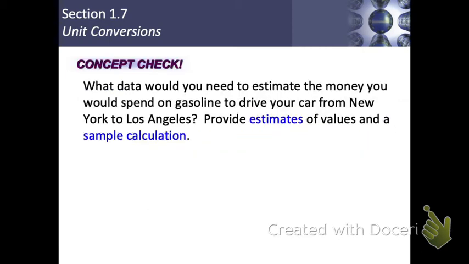It says, what data would you need to estimate the money you would need to spend on gas from your drive from New York to Los Angeles? Provide estimates of values and a simple calculation. So I want you to get into a group with your partner. I want you to use this estimation of what you know, how many miles it might be, how much gas is right now, all that kind of stuff. Come up with a dollar amount of how much it's going to take to drive from New York to Los Angeles. You have to estimate some things like miles per gallon your car might get, all that kind of stuff you have to take into account.